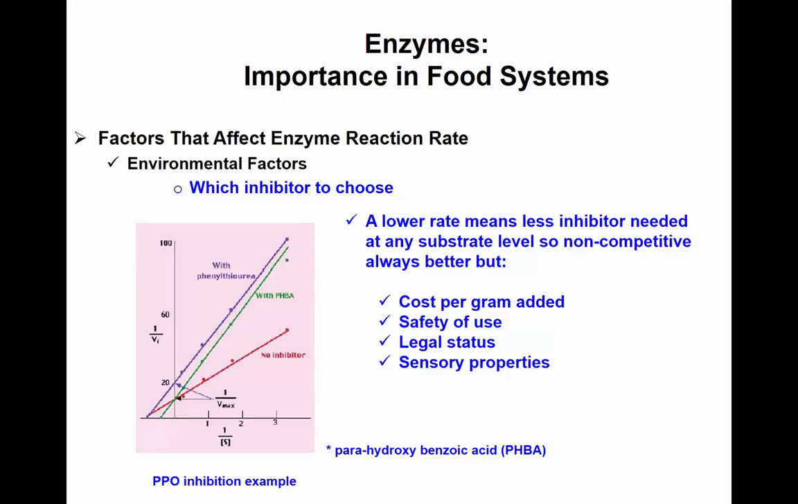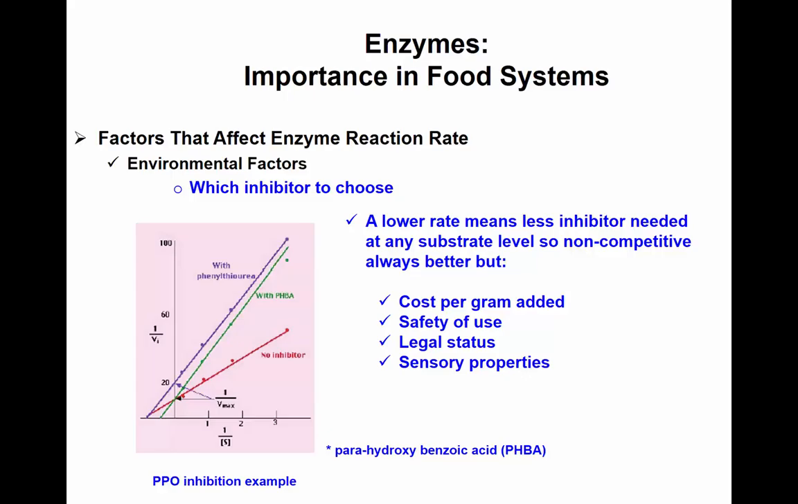Okay, so we prefer to have non-competitive inhibitors because with competitive inhibition, if you have a higher amount of substrate, it won't matter, the reaction will proceed because then you reach saturation and the Vmax is the same. But when you have a lower rate, that means you need less inhibitor at any substrate level. So it is more desirable to have non-competitive inhibition over competitive inhibition because it's not impacted by substrate level.